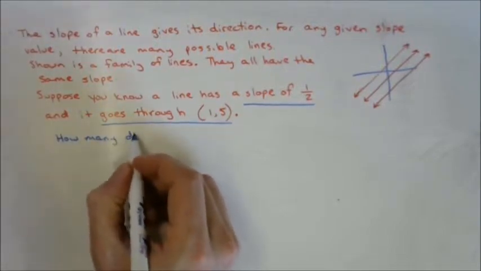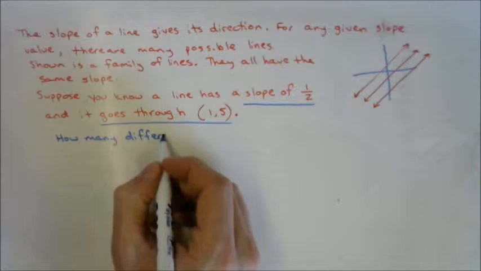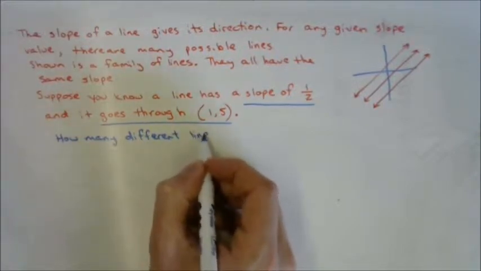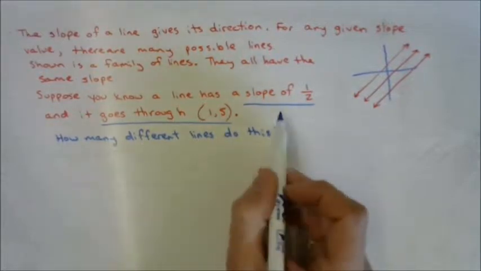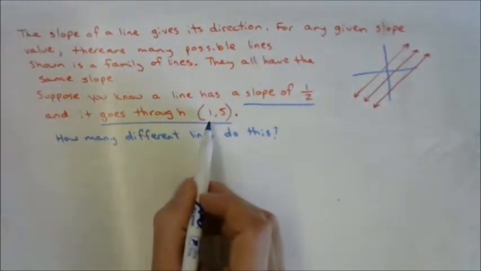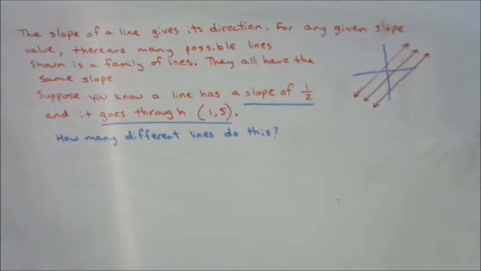How many different lines have a slope of 1/2 and go through the point 1, 5? Put your thumb up on your desk if you think you have an answer. Sandy, what do you think? Only one. Jenna, what do you think? 1. Jada, what do you think? 1. Maddie, what do you think? 1. You guys have nailed it.